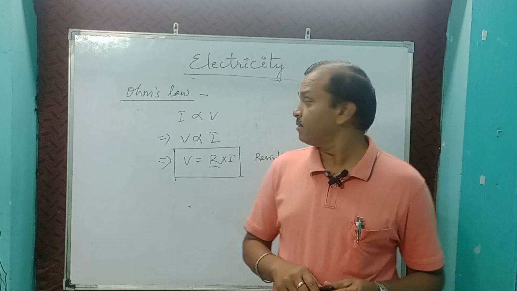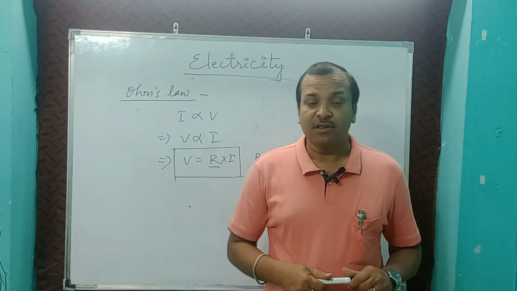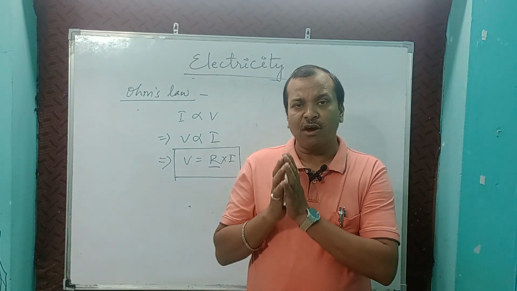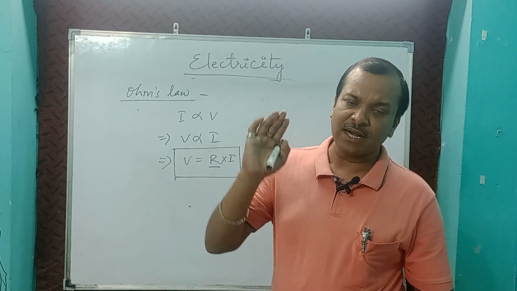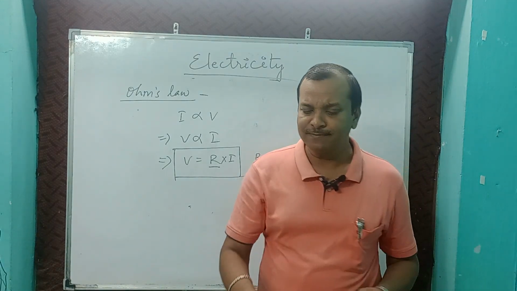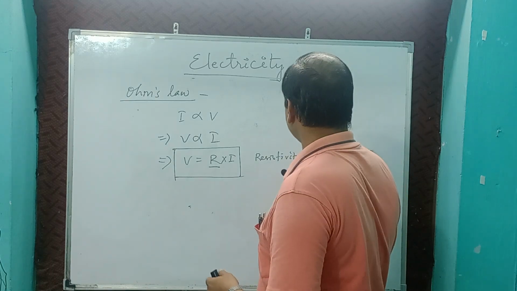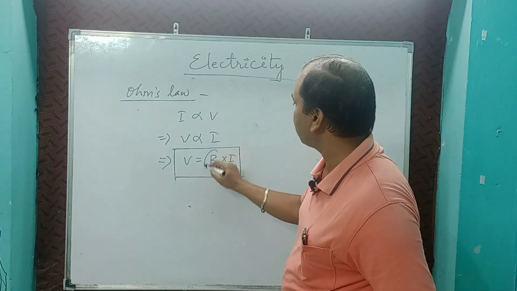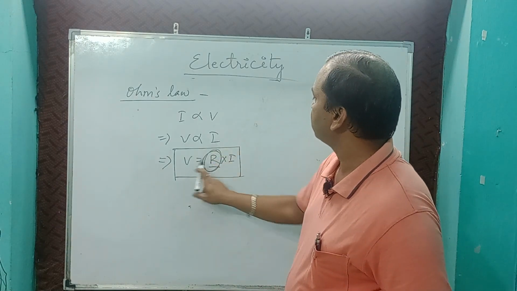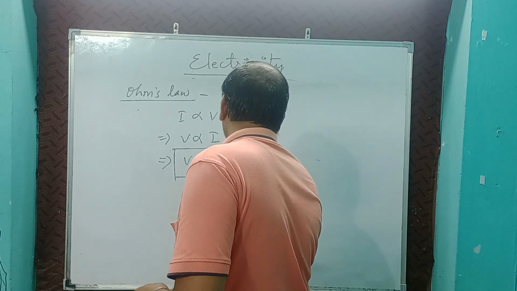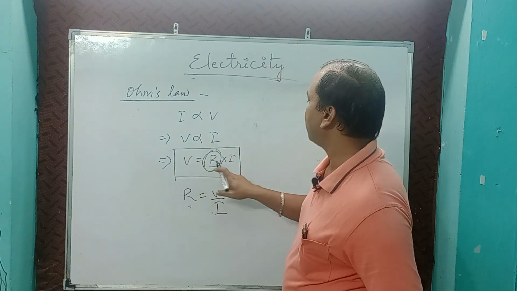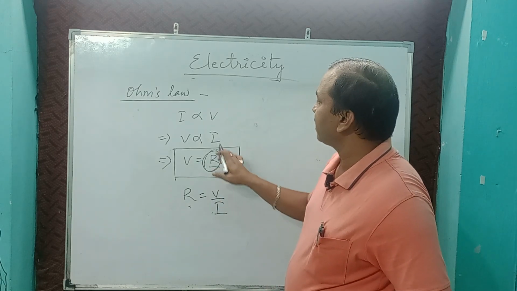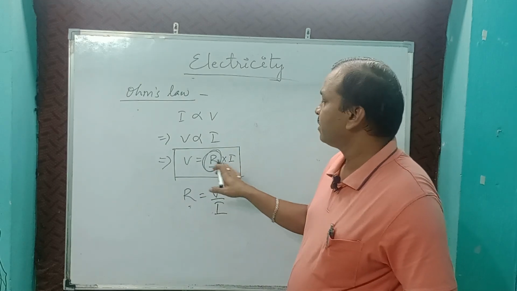What is resistance? Already I told you, resistance means that which resists. The opposition offered to the flow of electric current is known as resistance. Mathematically, we can write like this. From here also we can find out R is equal to V by I. V is equal to R into I, R is equal to V by I. Clear? I also we can get from this equation.